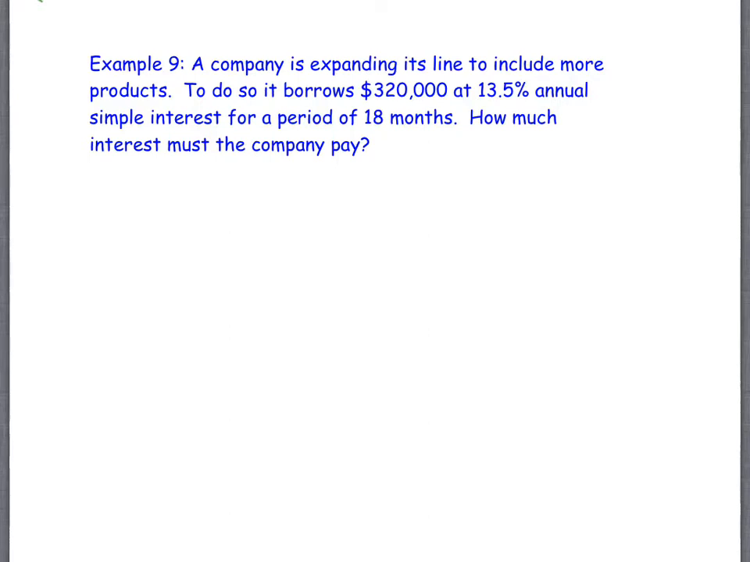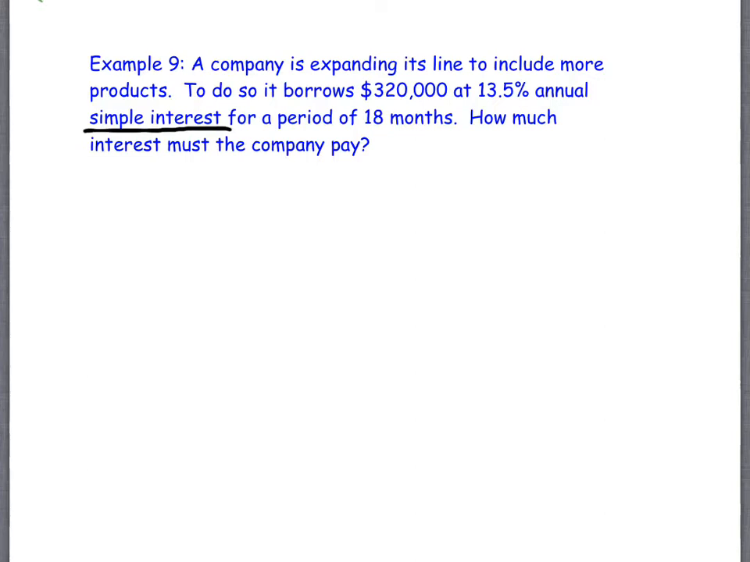All right, a company is expanding its line to include more products. In order to do that, it needs to borrow money, $320,000. It's being borrowed at 13.5% annual simple interest. And the key words are there. If you look for them, it will tell you in a problem.